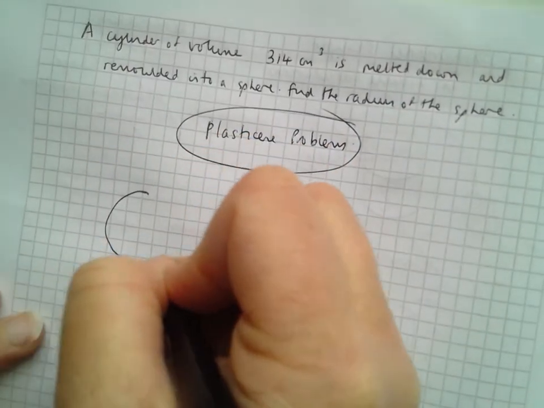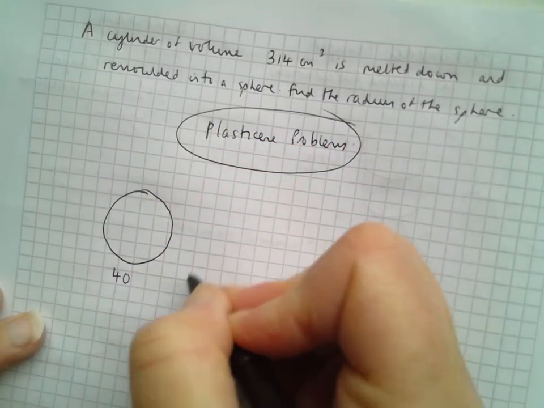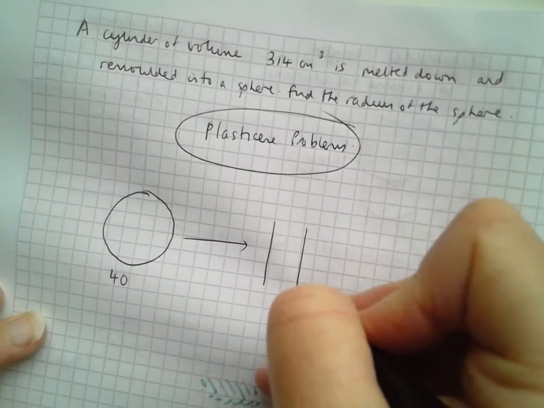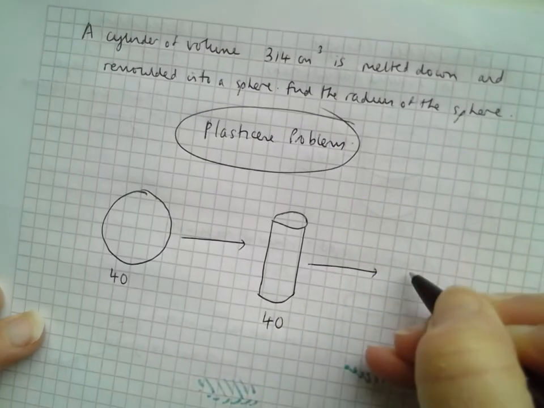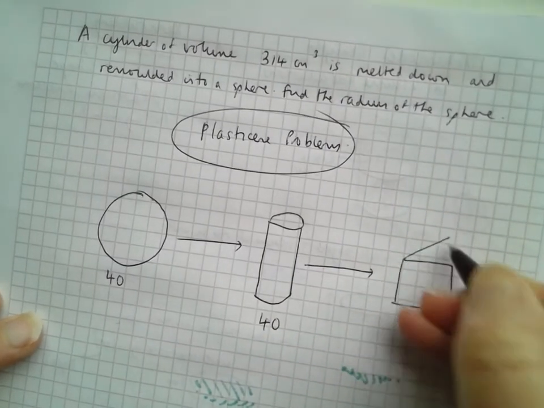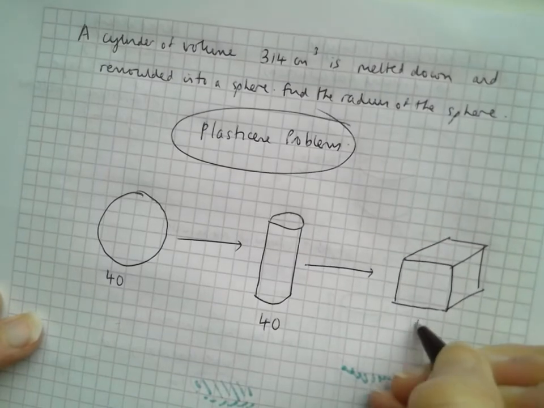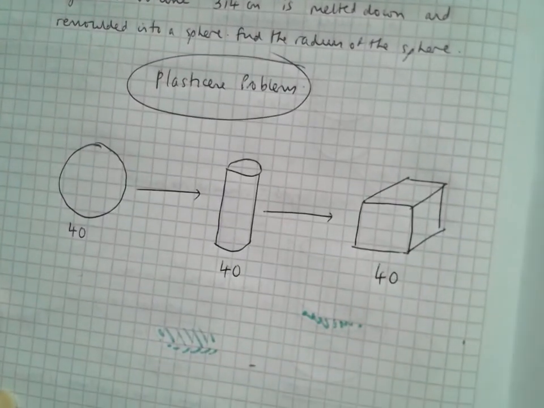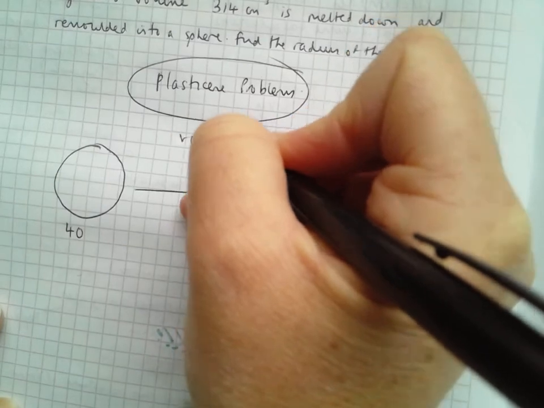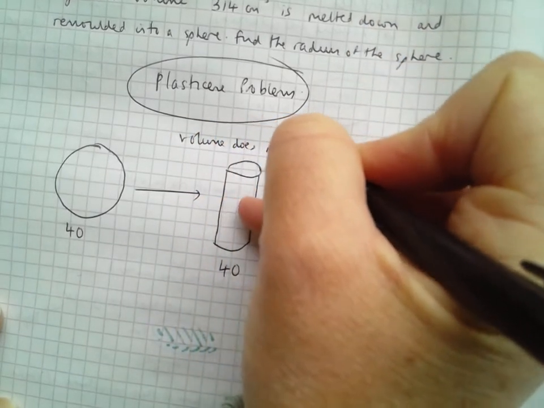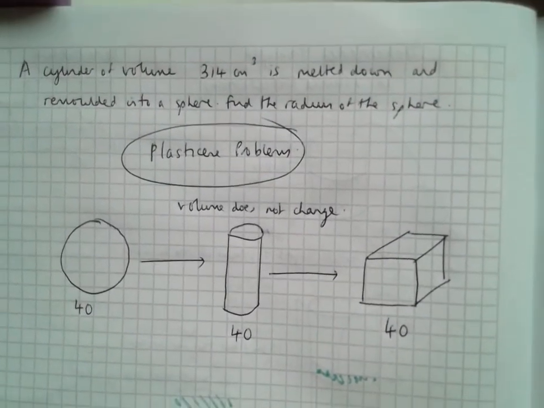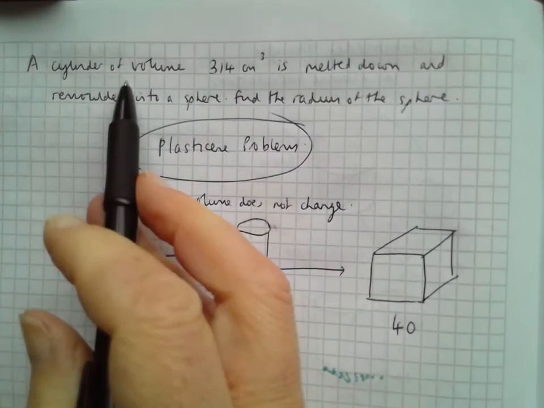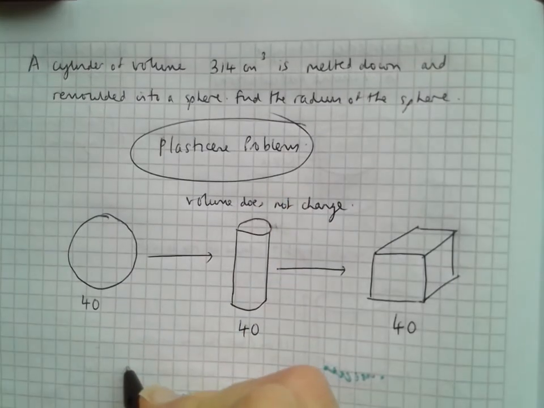So what we had there was a sphere which we said was a volume of 40. We turned it into a cylinder which was still a volume of 40, and we changed it into a cuboid which shows still a volume of 40. The volume does not change, and that's really important. So in this plasticine problem, we're told that a cylinder has a volume of 314. So I'll just write that down here.